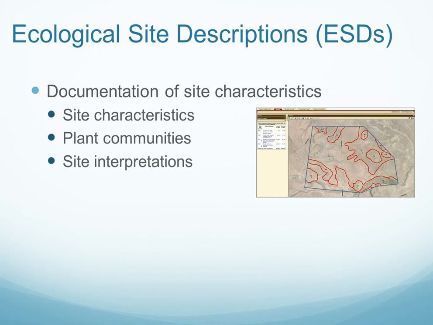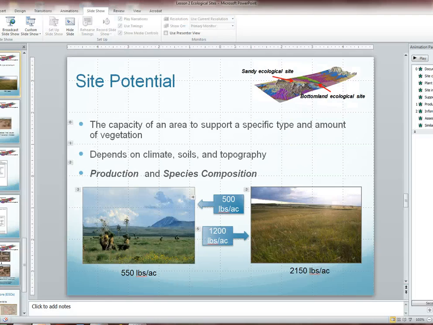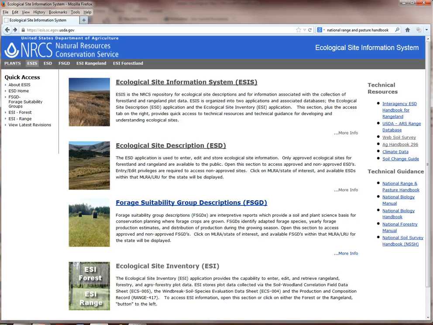Now, ecological site descriptions are important tools that we use for managing our lands. An ecological site description is a documentation of site characteristics specific to ecological sites. They have 4 main components. There's a lot of information in there, and these main components are site characteristics, plant communities, site interpretations, and supporting information. Ecological site descriptions are developed by the NRCS, and they are maintained on the USDA NRCS Ecological Site Information System website.